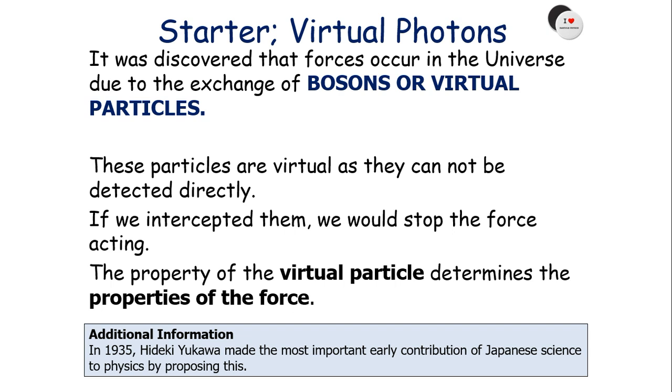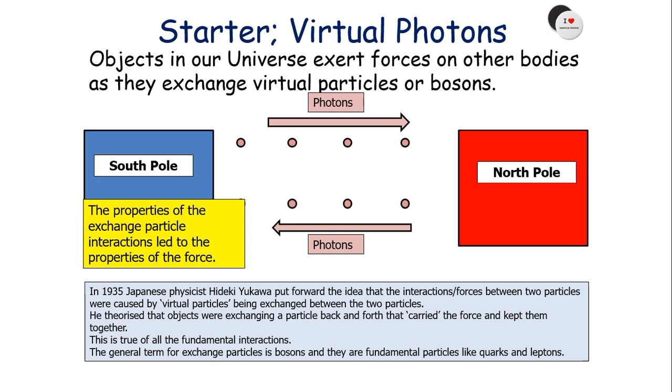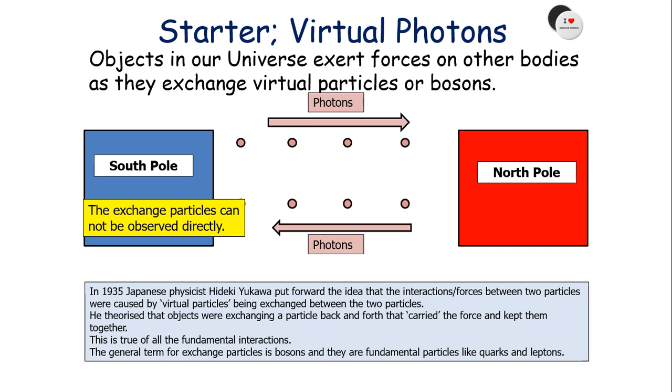So in 1935, we made the discovery that forces occur in the universe due to the exchange of particles called bosons or virtual particles. Now, these particles are virtual because we can't directly detect them, and if they were intercepted, they would stop the force from acting. What we realized is forces occur because these exchange particles are being exchanged between 2 objects, causing a force to be produced on the macroscopic level. So the properties of an exchange particle lead to the properties of the force, but exchange particles cannot be observed directly.